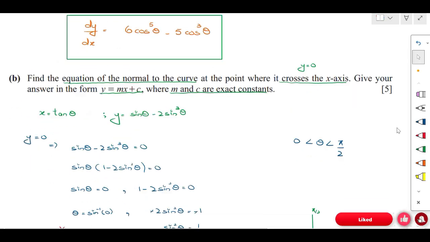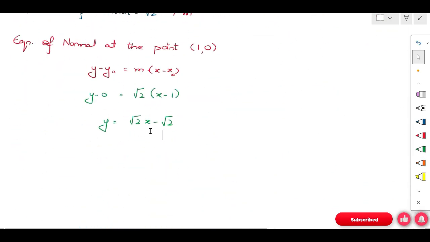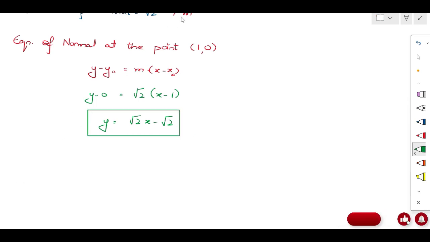M and c are the exact constants. M and c are root 2 and root 2. So these are the exact constants. So here we got the equation of normal.